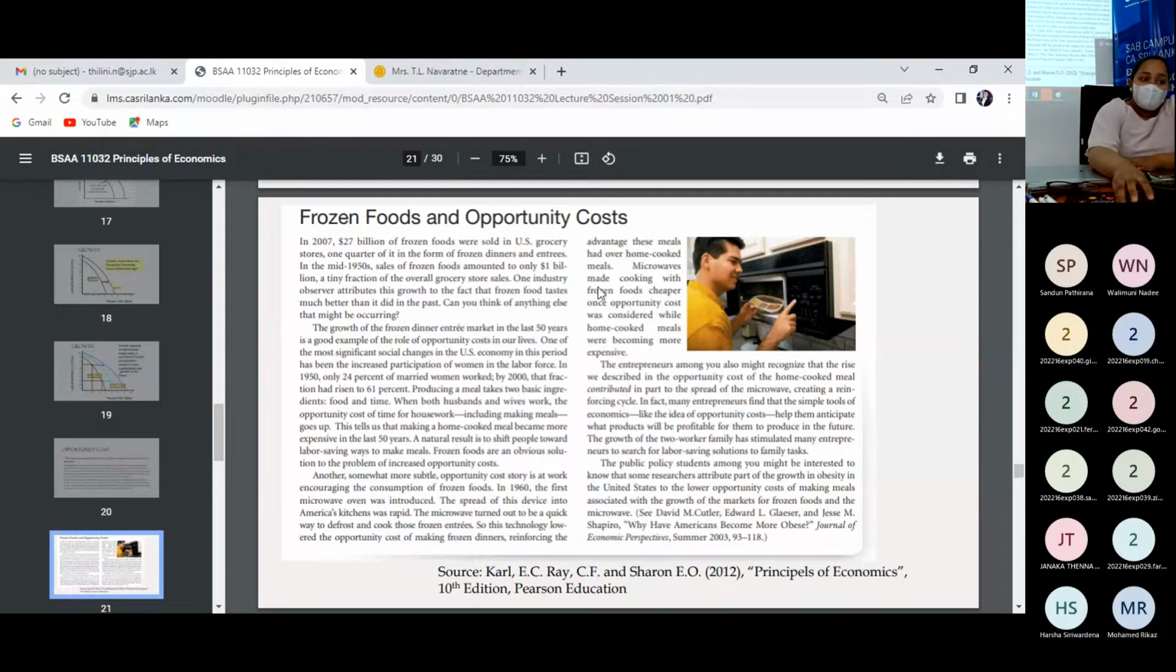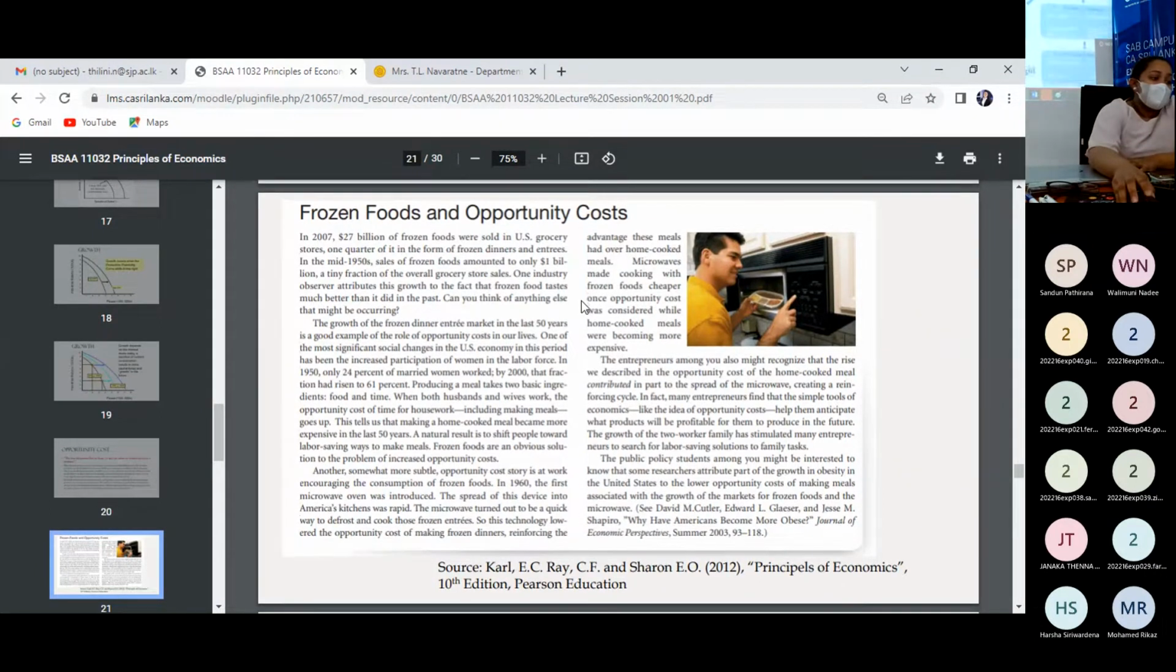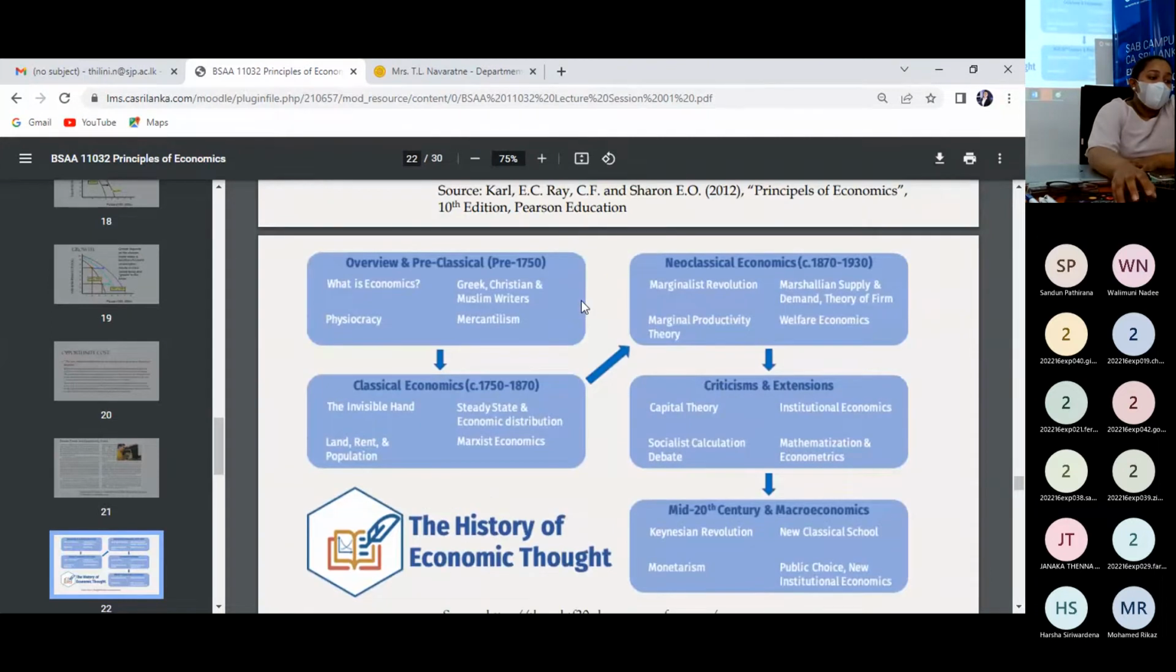This is a case study. Read through when you have time. Now, we are going to look at some of the historical economic thought concepts.